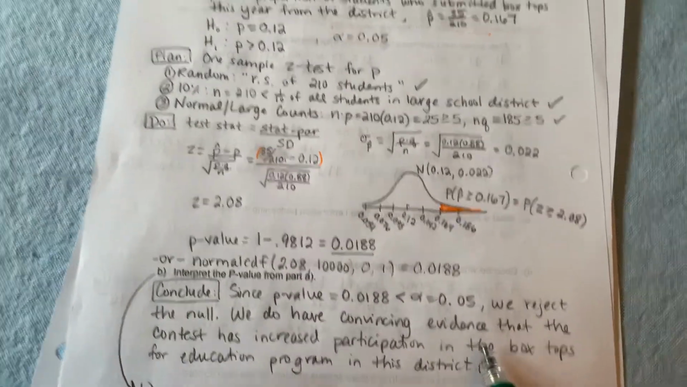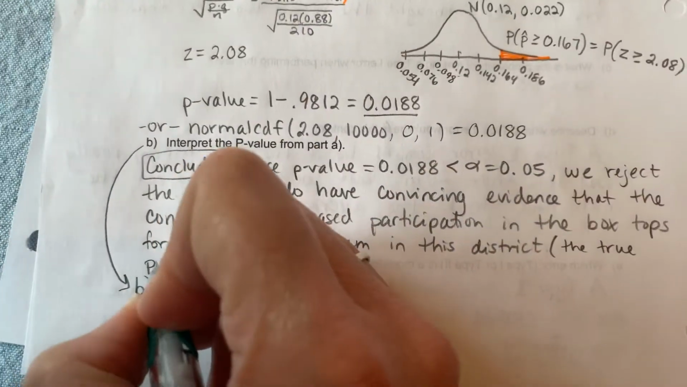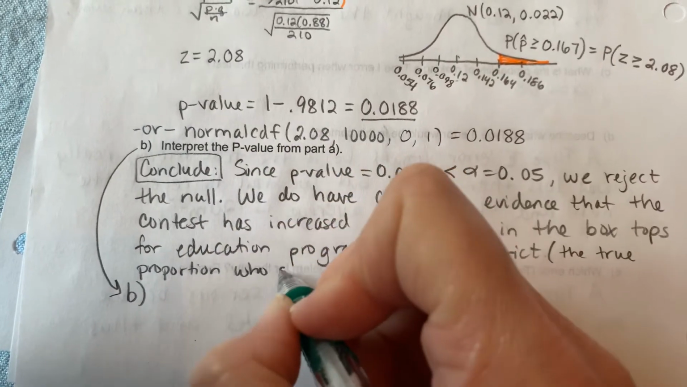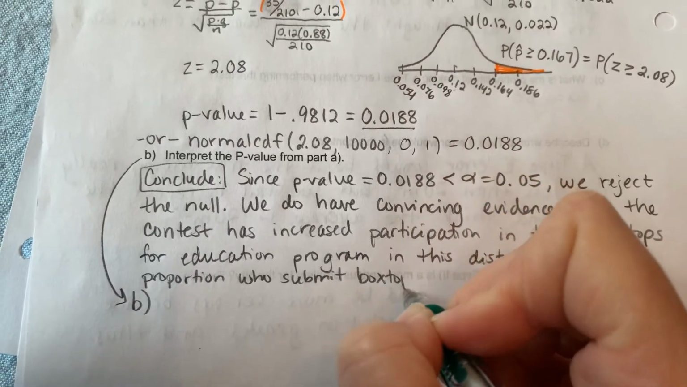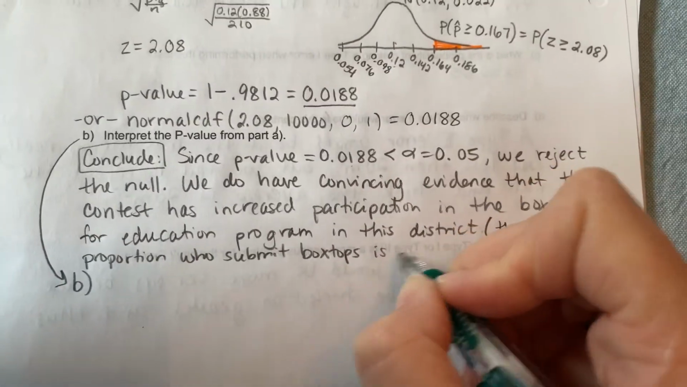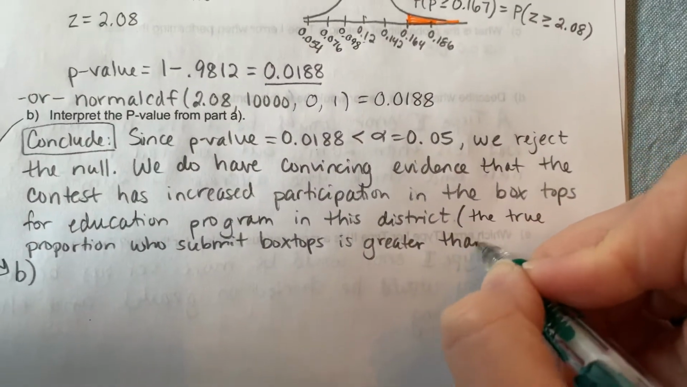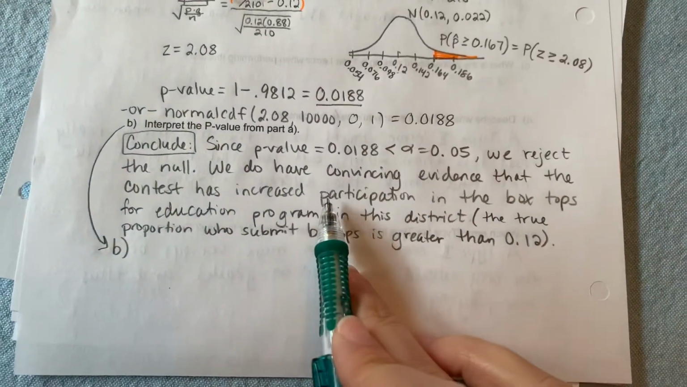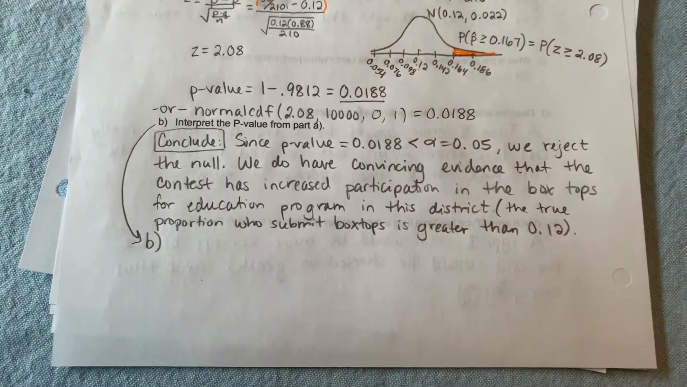So we have convincing evidence that the true proportion of students who submit Box Tops, notice I'm talking about students, is greater than 0.12, right? If we have evidence of increased participation, that means we have evidence that the true proportion is greater than 0.12. Either or is fine.